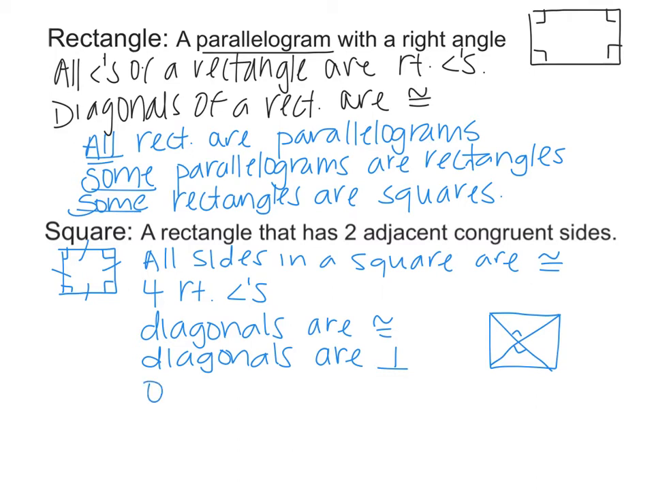We also know still that opposite sides are parallel, okay, because it is a parallelogram. So the only property that's unique to a square is that all sides are congruent. All of this other stuff comes from a rectangle or from a parallelogram.